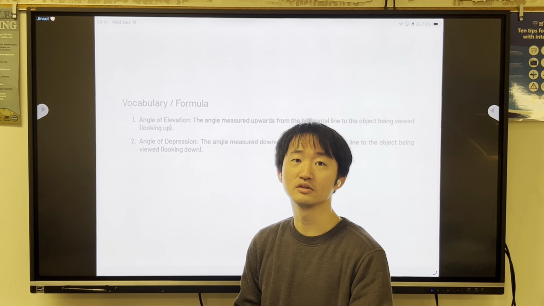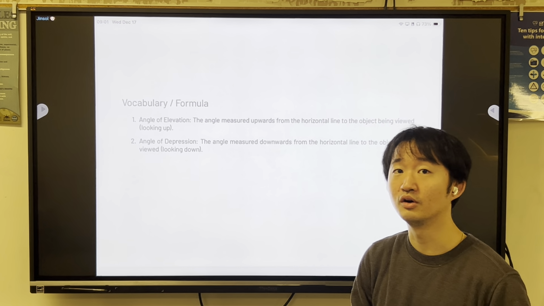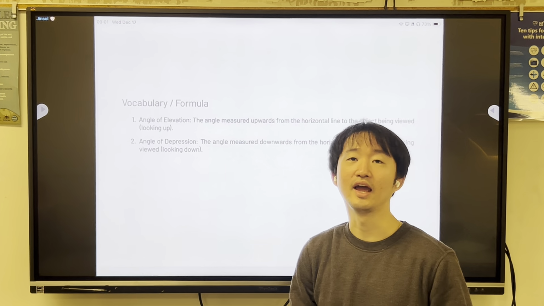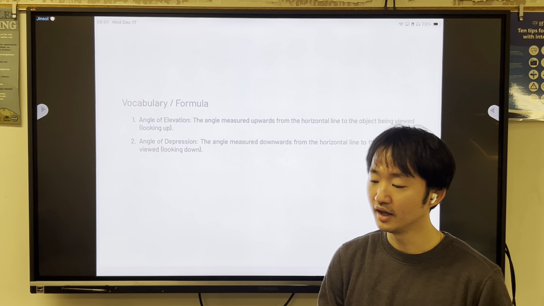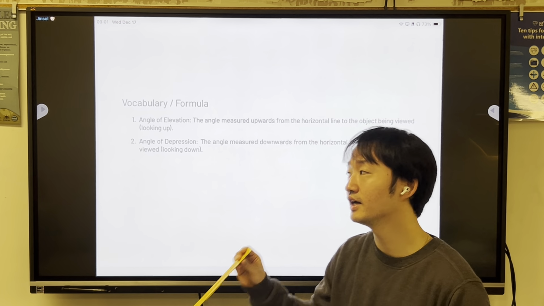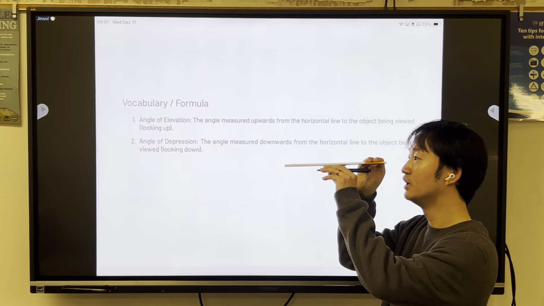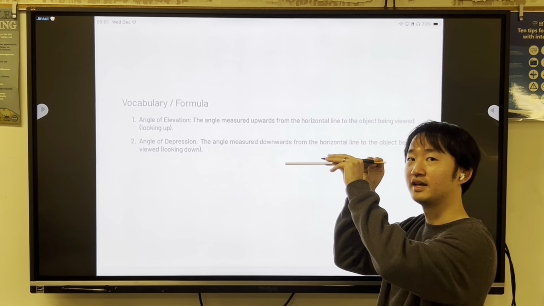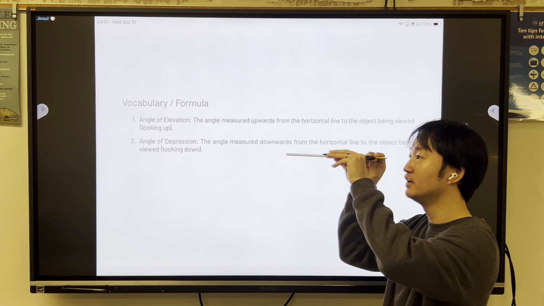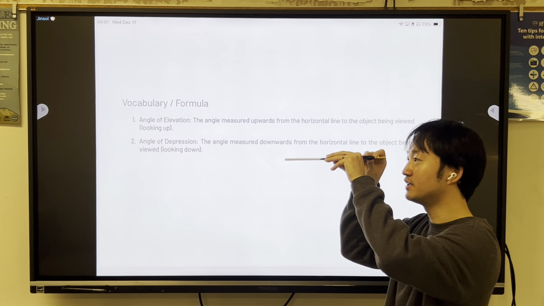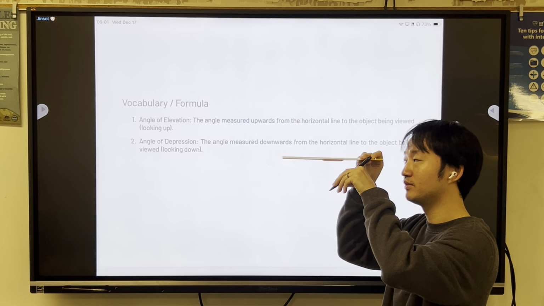So in today's video, we talked about two important vocabulary that we have to know: the angle of elevation and angle of depression. Once again, the angle of elevation is the angle that you see from the horizontal view and upwards. That's angle of elevation. And same thing for depression, except you're going downwards this time.